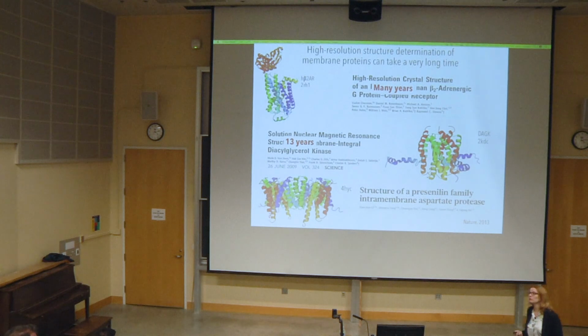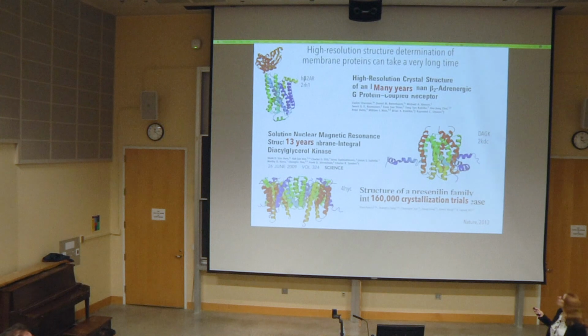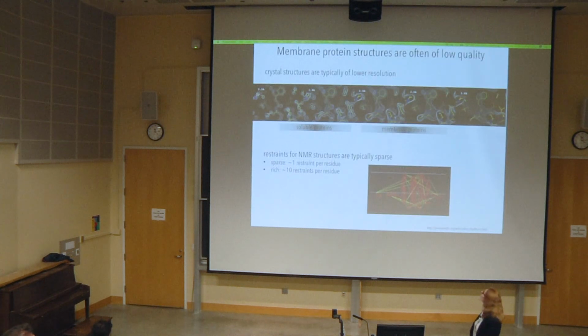So it's really extensive. Also, the labor or the amount of money that actually goes into determining membrane protein structures is about 10 to 20 times as much as for soluble proteins. And so it's really a lot of work. So if you have succeeded in actually getting a crystal structure or an NMR structure, the quality of the structure that you're getting is typically quite a bit worse.